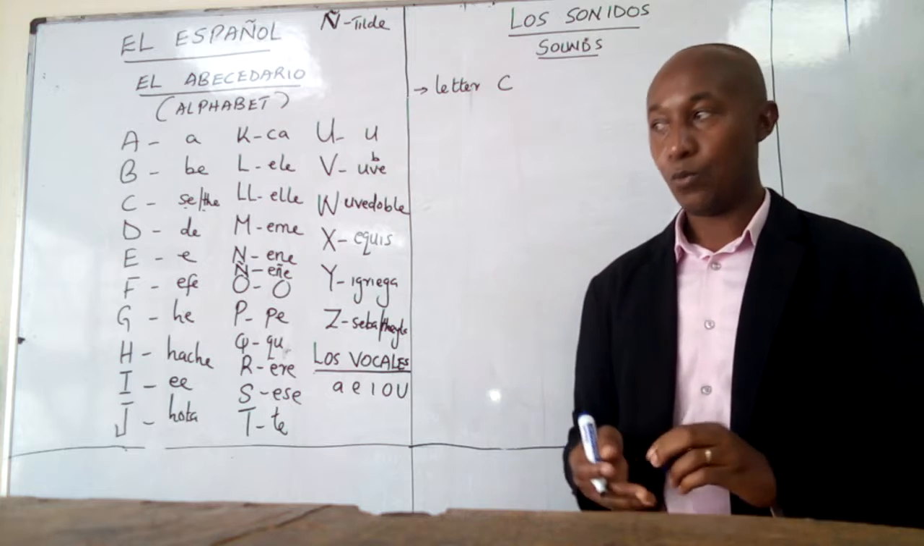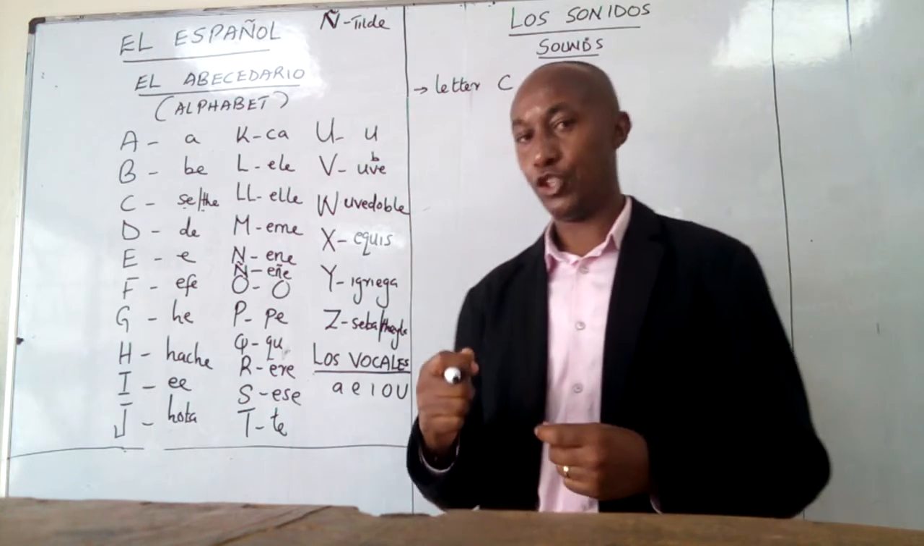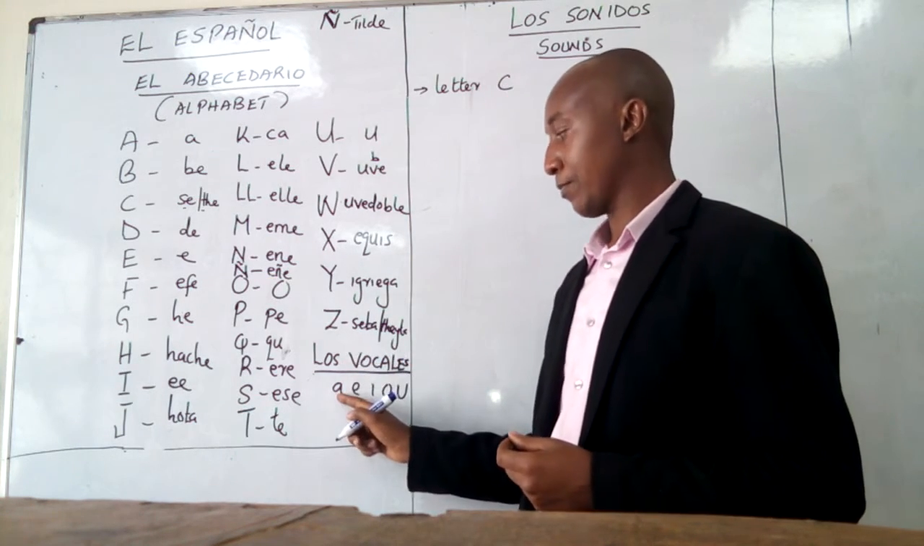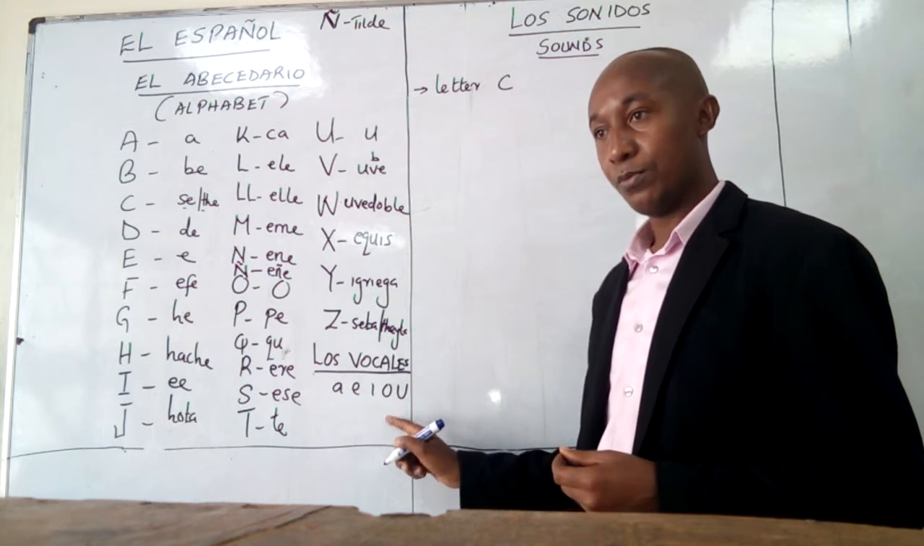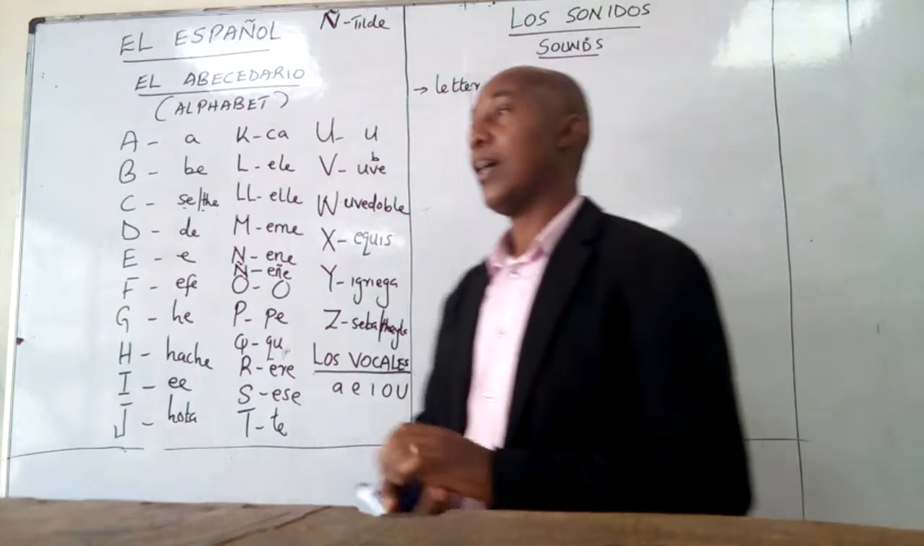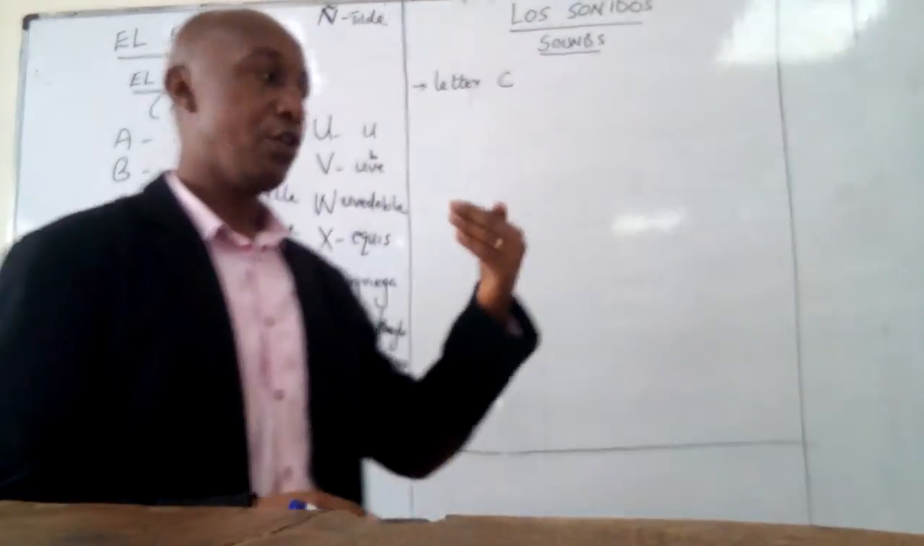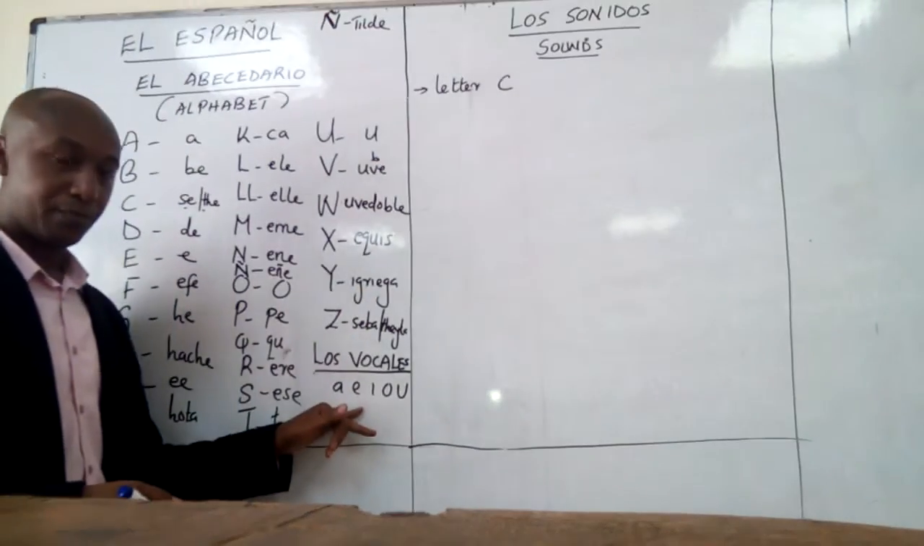Then from the alphabet, we derive what we call vocales. Vocales are what we call vowels in English. So we have A, E, I, O, U. So in your free time, you can try that.